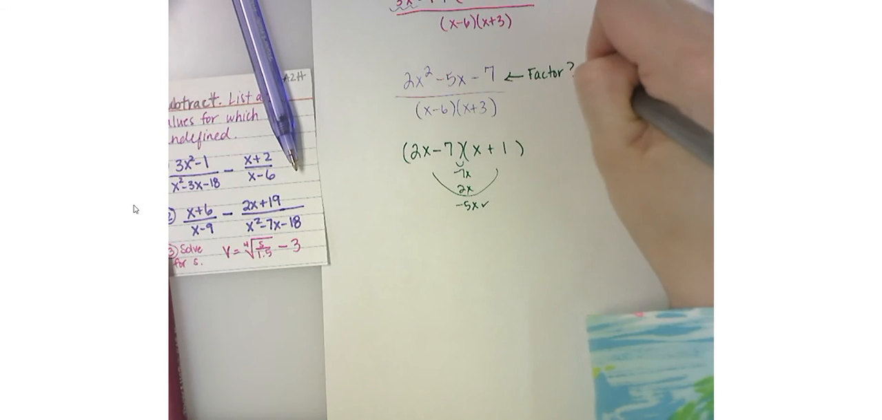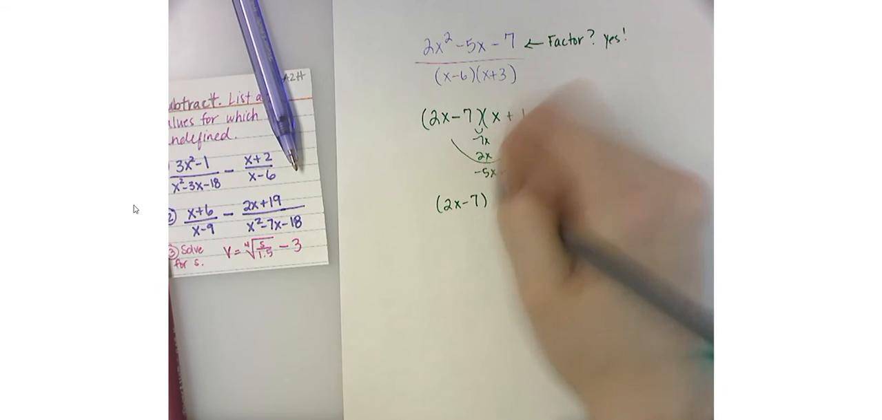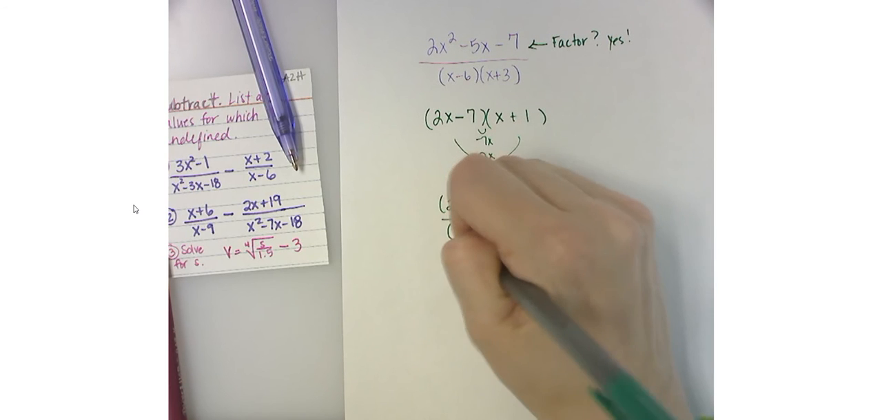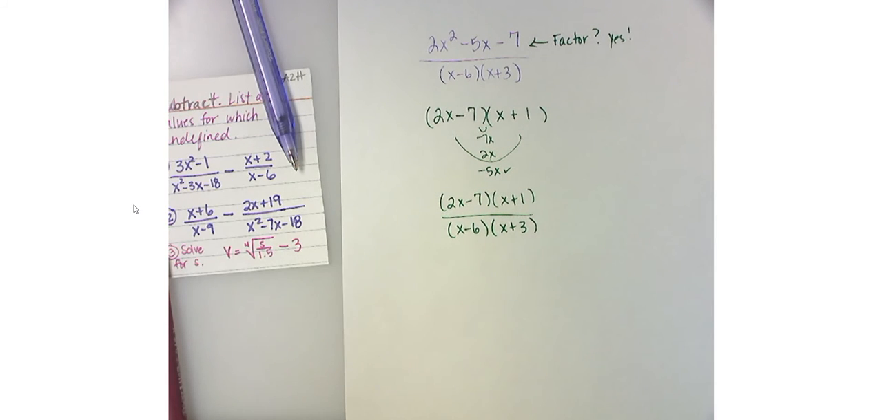So if it factors, sometimes you might have a common factor that you can cancel out. This is the only step where you would cancel out if you had anything in common. We don't. So this is going to be our final answer.